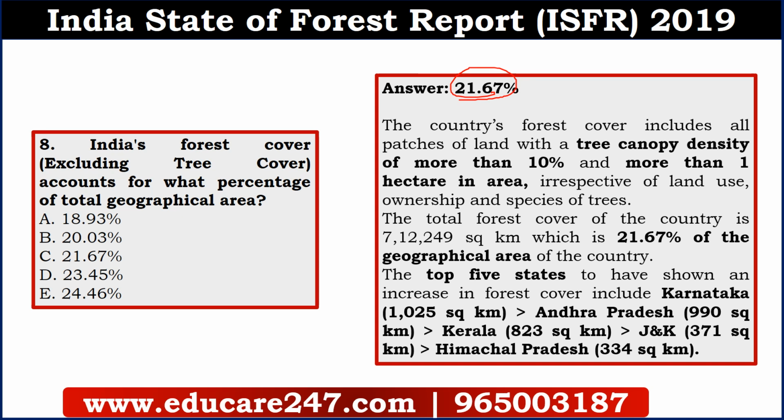And if we see area wise, 7,12,249 square kilometer area has forest cover, and the top 5 states which have increased in terms of forest cover are Karnataka, Andhra Pradesh, Kerala, Jammu and Kashmir, and Himachal Pradesh. And some states have decreased in forest cover as well. So you can remember these important points.